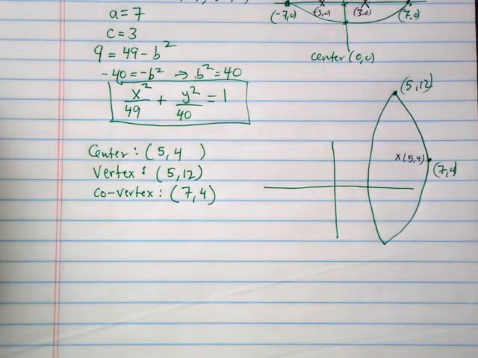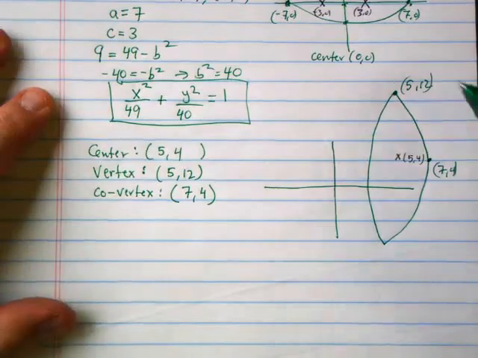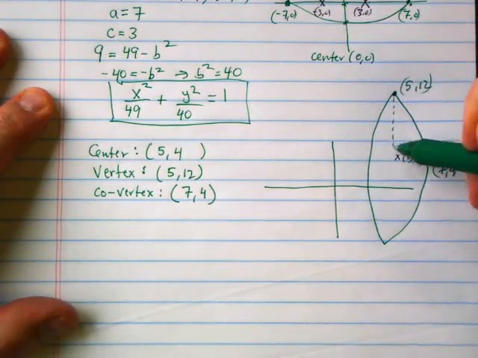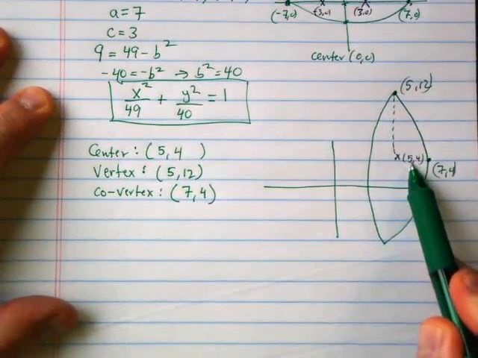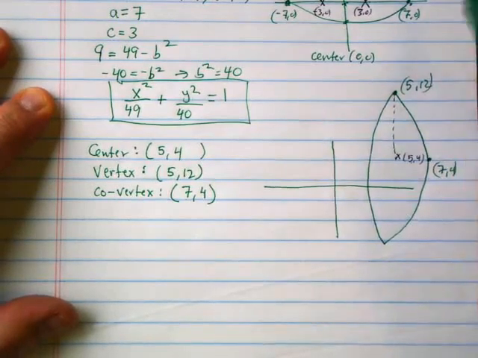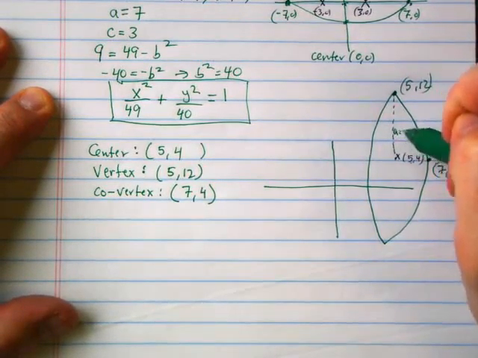Do I know the A number? Yeah. What's the A number? 8. Why is the A number 8? Because it's this distance. If I start at 5, 4 and I go up to 5, 12, I went 8 steps straight up. So A is 8.